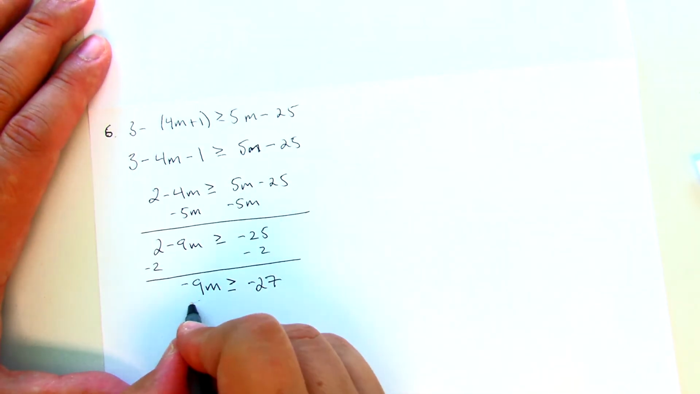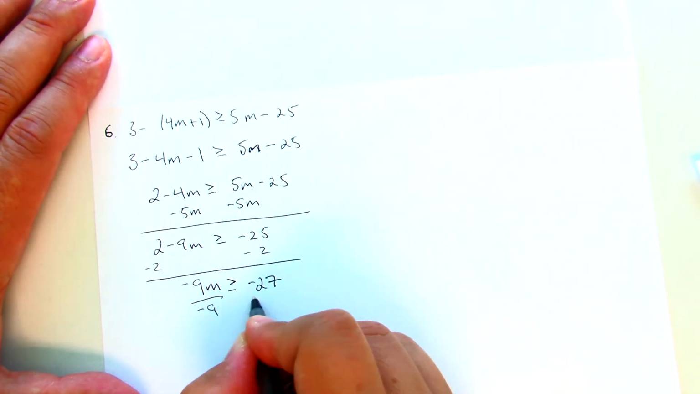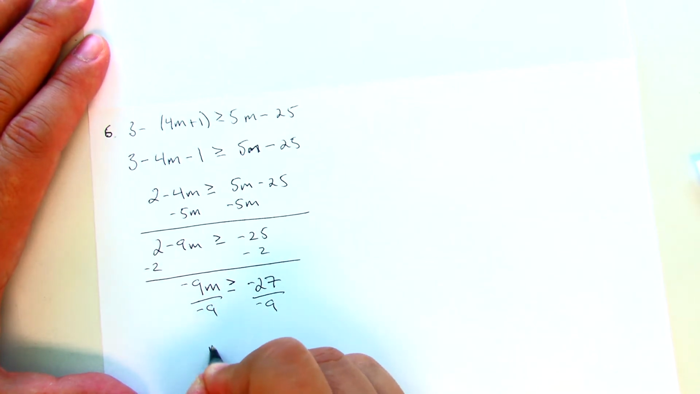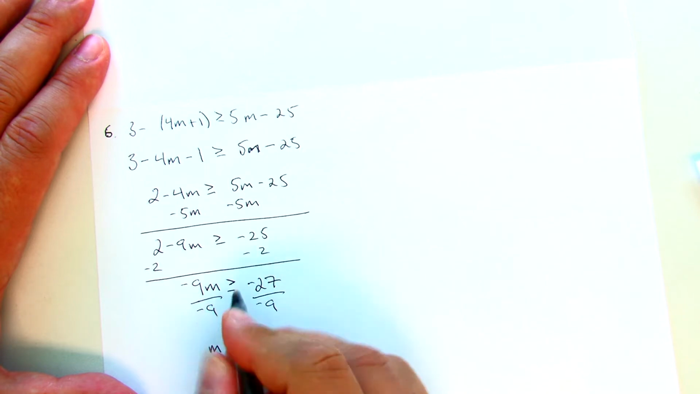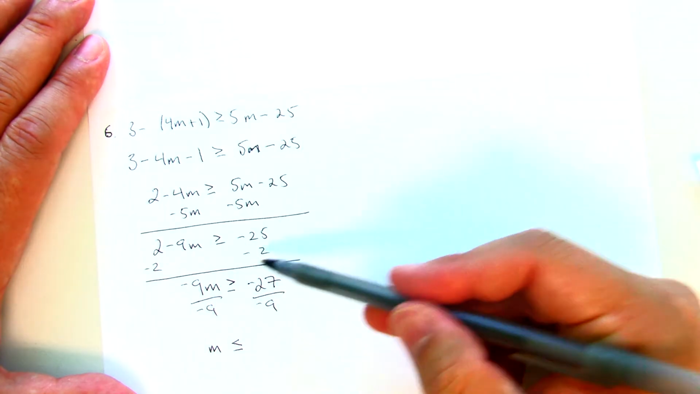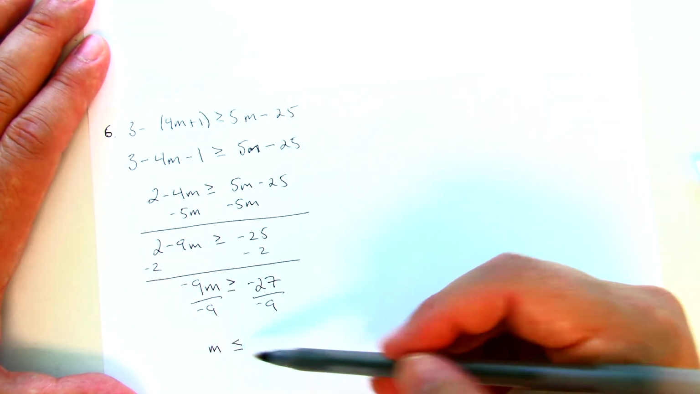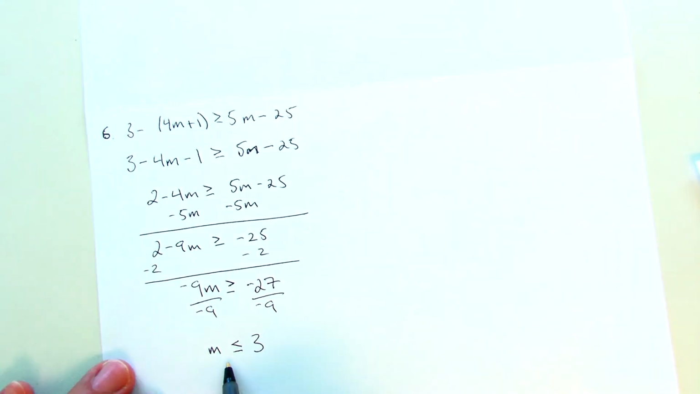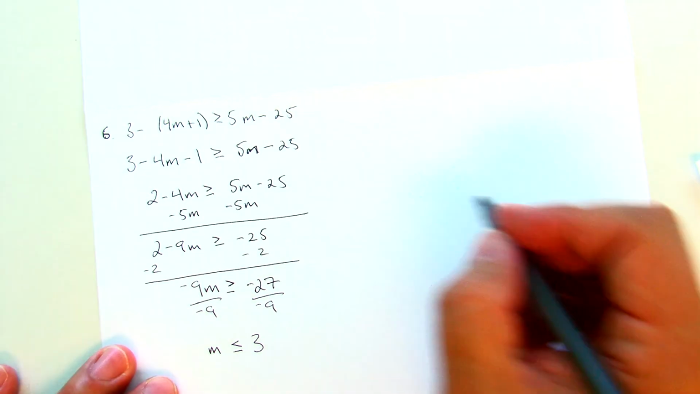Now we'll divide by negative 9. Remember, when we divide by a negative, that means we're going to flip the sign, so we're going to end up with m less than or equal to. See how I switched the sign from greater than or equal to, to less than or equal to. Negative 27 over negative 9 is 3. So my answer is m is less than or equal to 3.